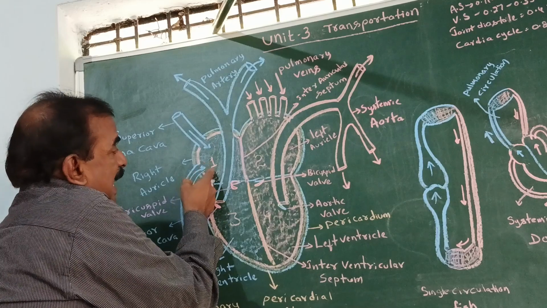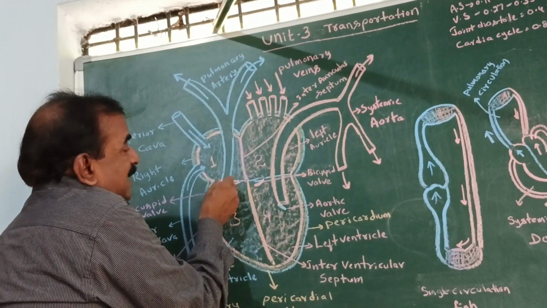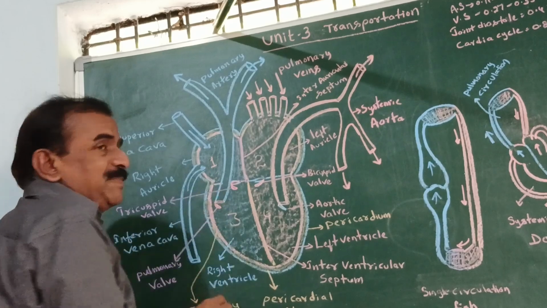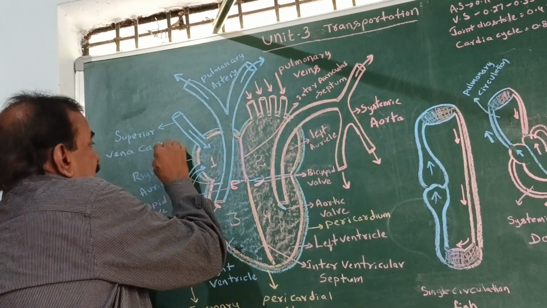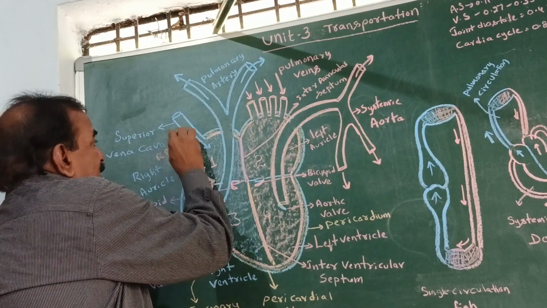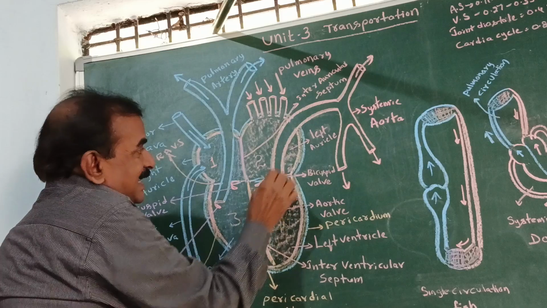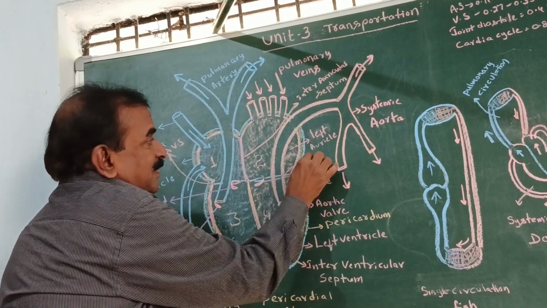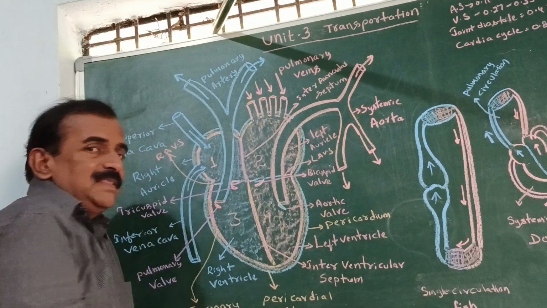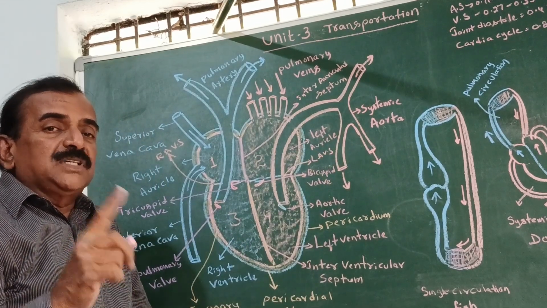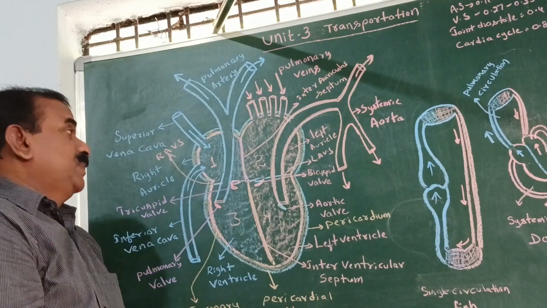Again you see the right auricle and right ventricle are separated by another septum. This septum is called the right auriculoventricular septum. Again you see the left auricle and left ventricle are separated by another septum, that is called the left auriculoventricular septum. Like that you see four septa are dividing the heart into four chambers.